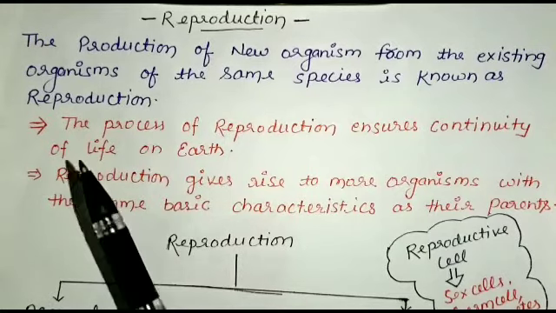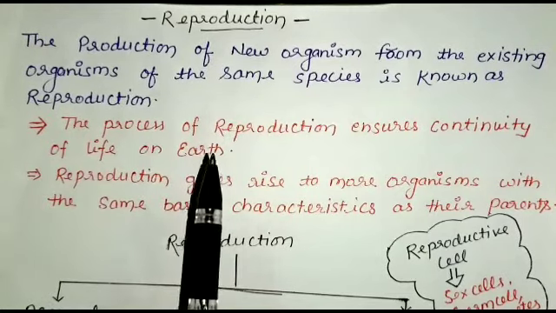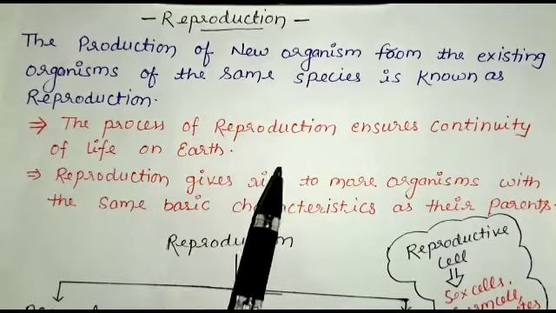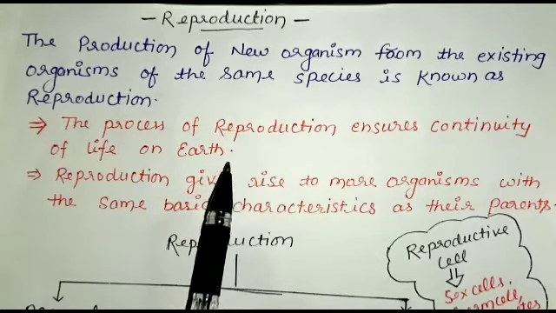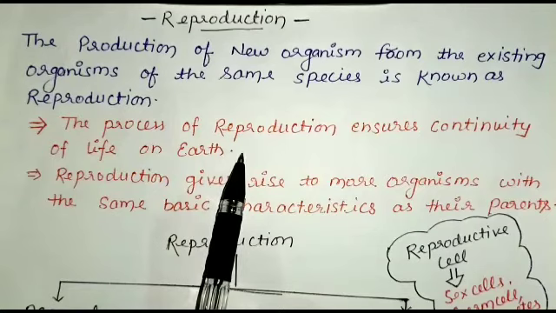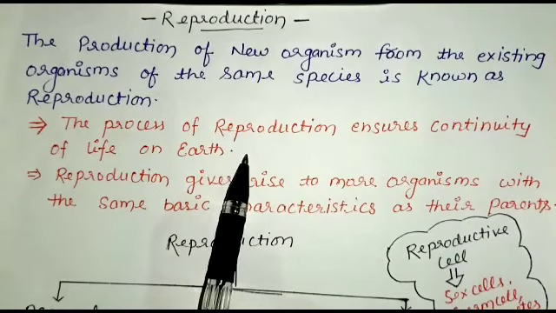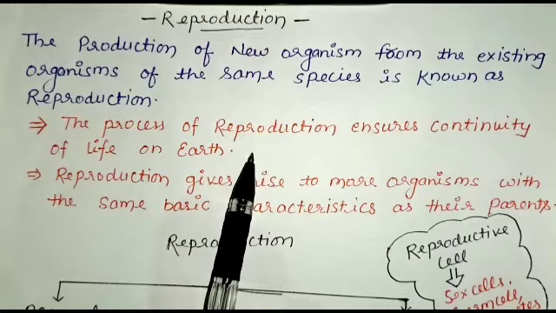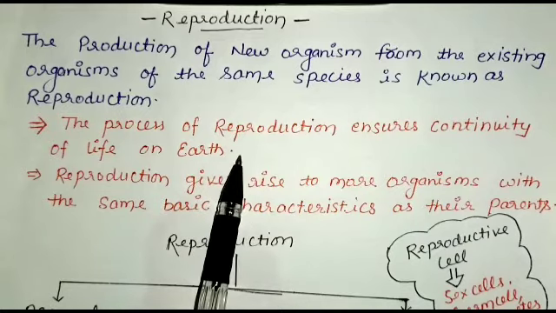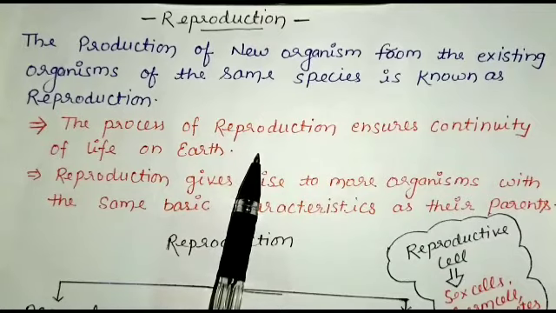Reproduction is essential for the survival of a species on the earth. So living organisms produce more organisms of their kind to maintain the life of their species on this earth. The process of reproduction ensures continuity of life on earth.